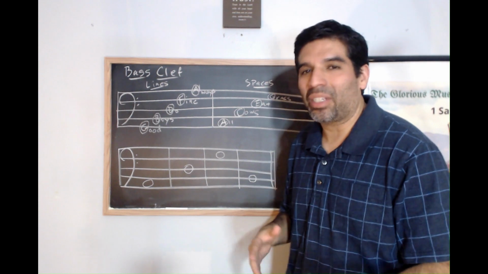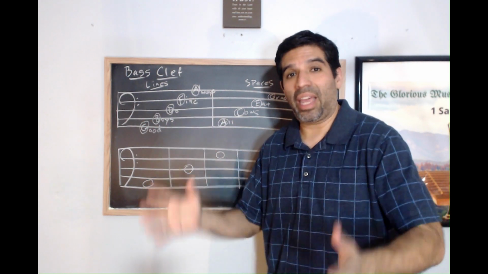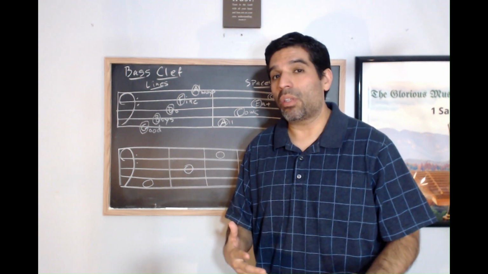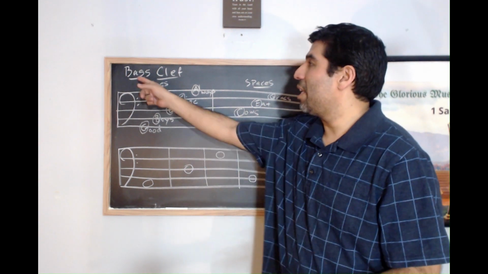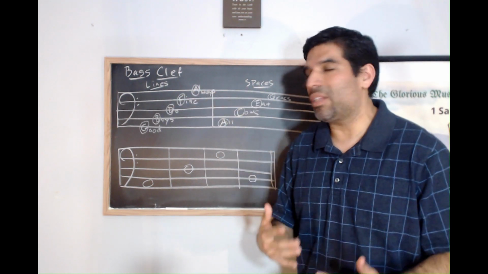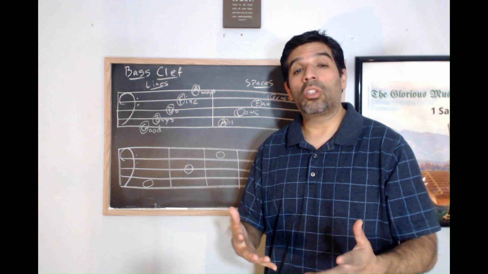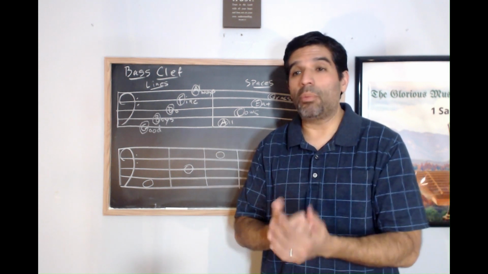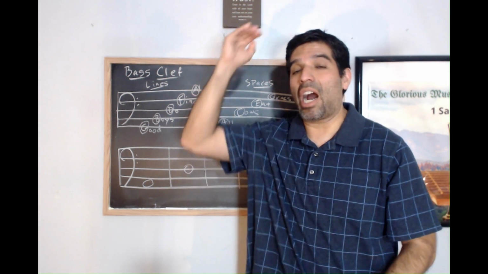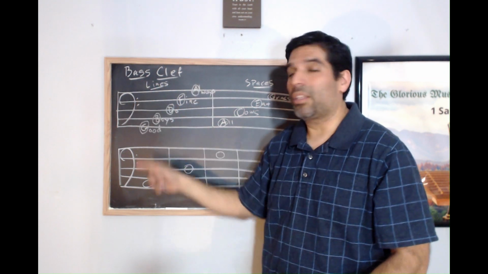Here we go. Last time we learned about the treble clef staff and how to read the letter names of that. Now we're looking at the bass clef, lines and spaces, and how to read those letter name notes. Just so you recall, the treble clef staff is about the higher range of notes. The bass clef staff is about the lower range of notes.